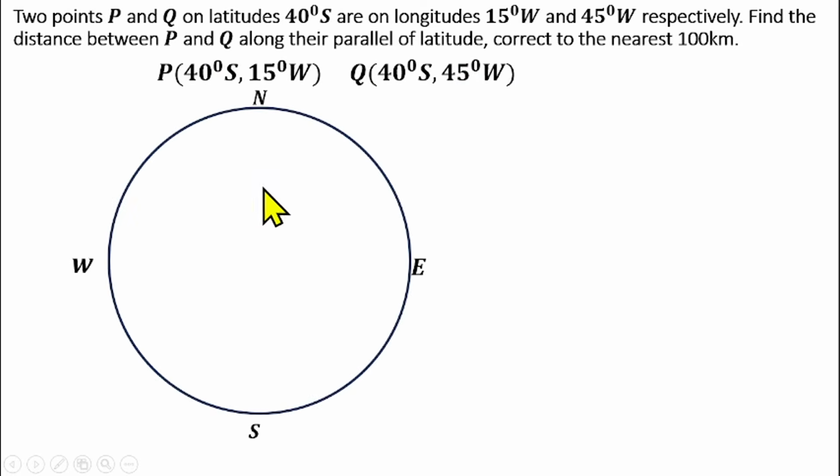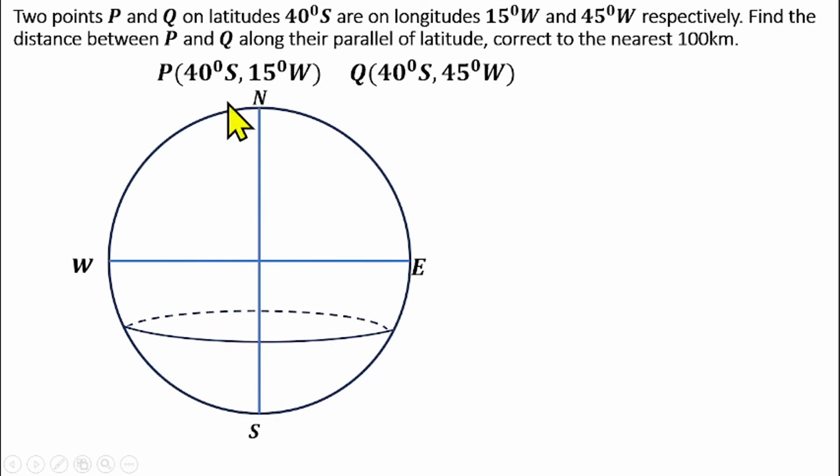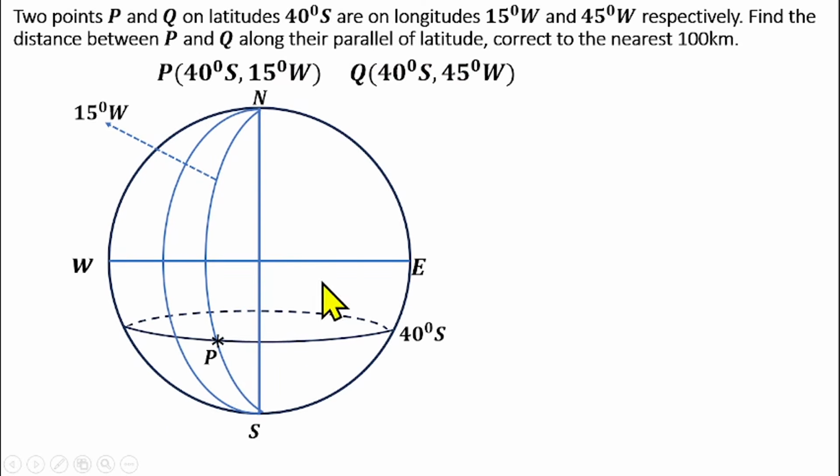So if you draw the diagram, what they have in common is 40 degrees south. You locate it first, which is this 40 degrees south. Then their difference is the longitude, but they are in the same hemisphere, west and west. So I will locate 15 before I locate 45. So the longitude of 15 degrees will be for this one, west. So I will label it west. That means this point will be point P. Then for the longitude of point Q, that's 45 degrees as well. So this place will be point Q.